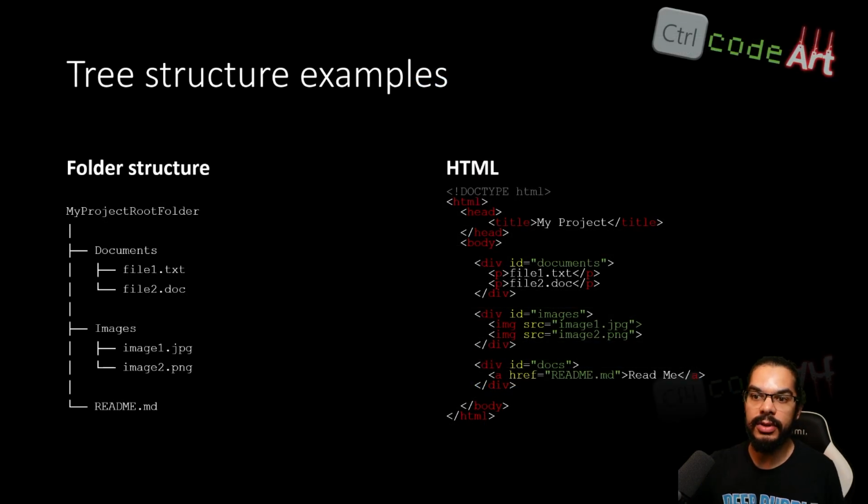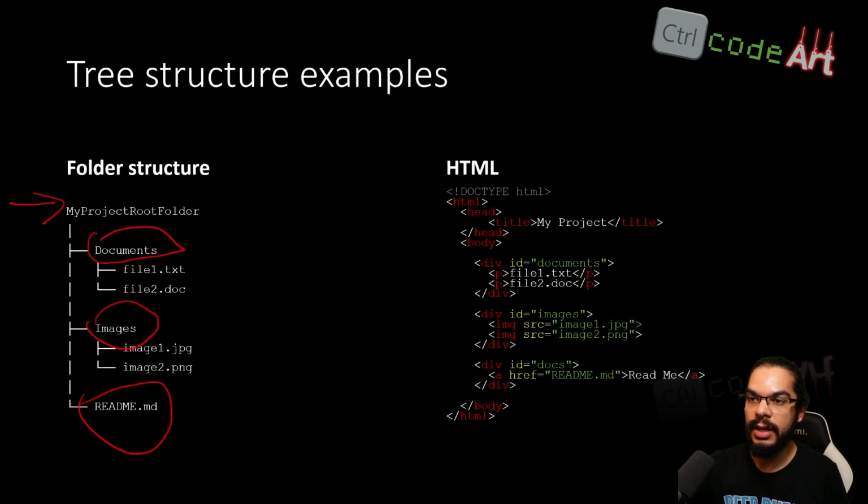So here's an example of a folder structure that you are familiar with on the left. As you can see, we have a root folder here, and then we have some documents and some images and a README file. And inside of these folders, we have more files. And this is analogous to an HTML file where we have the HTML element and the opening and closing tag. And inside of it, we can have a head and a body.